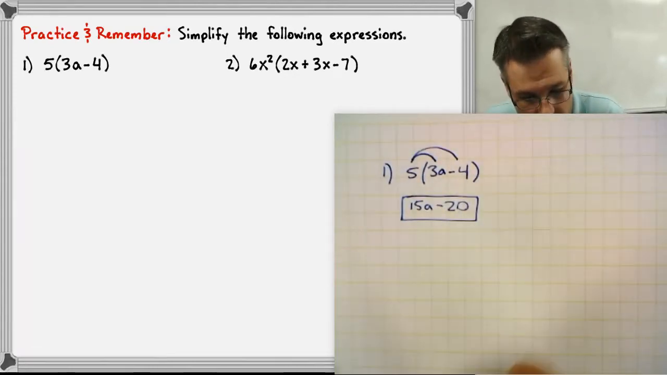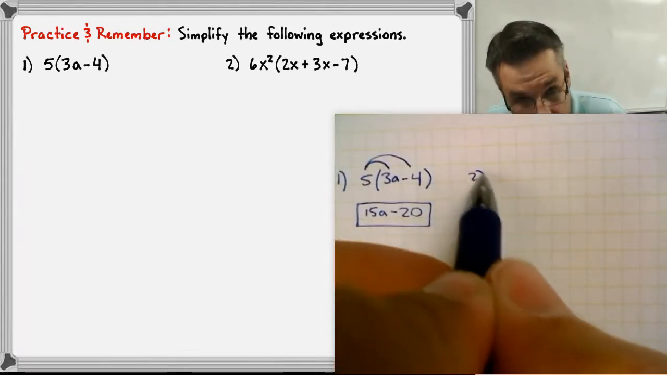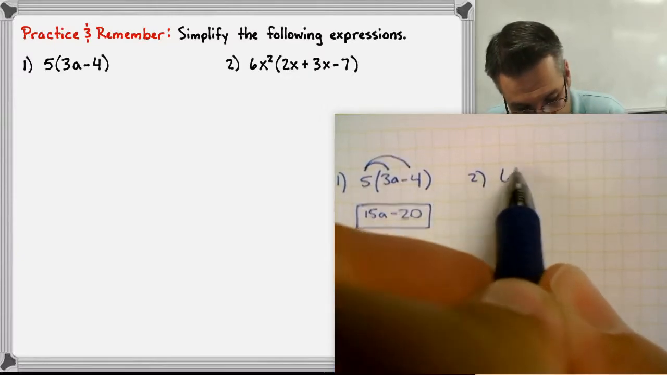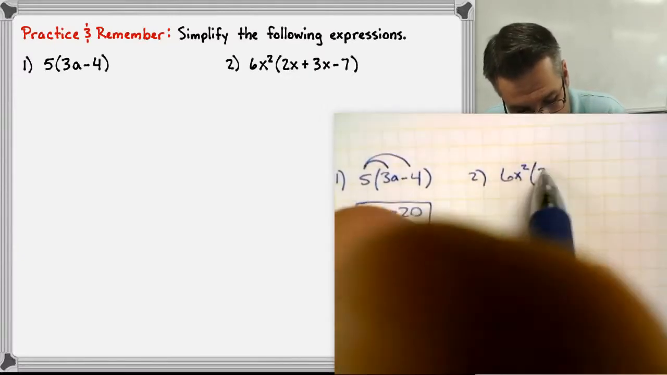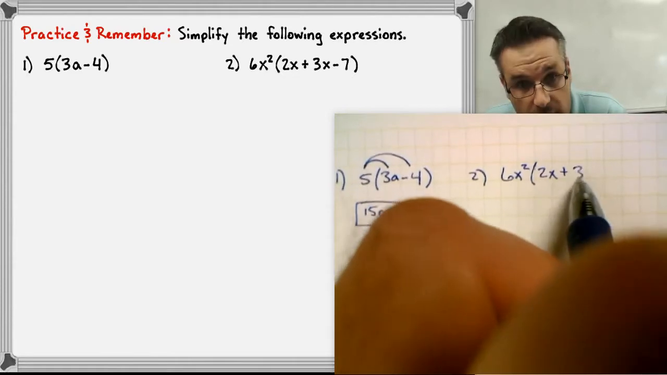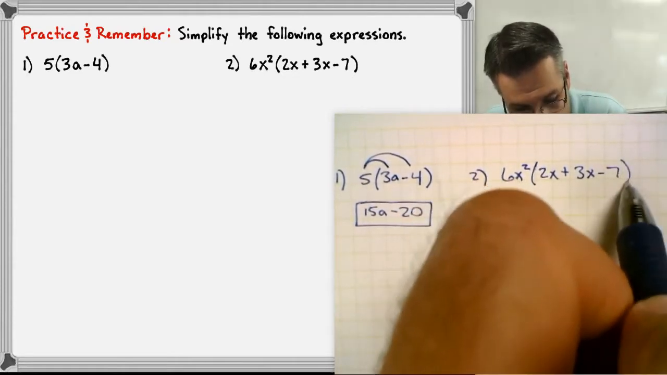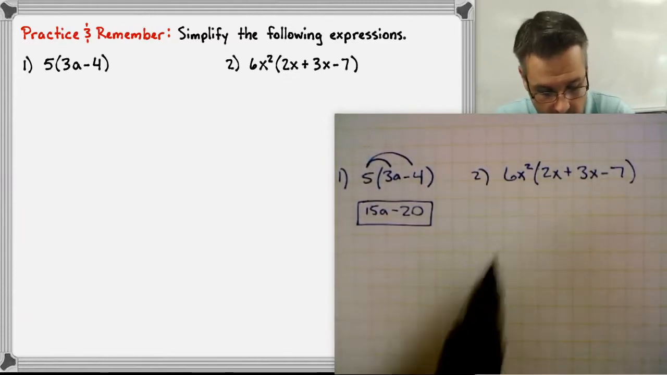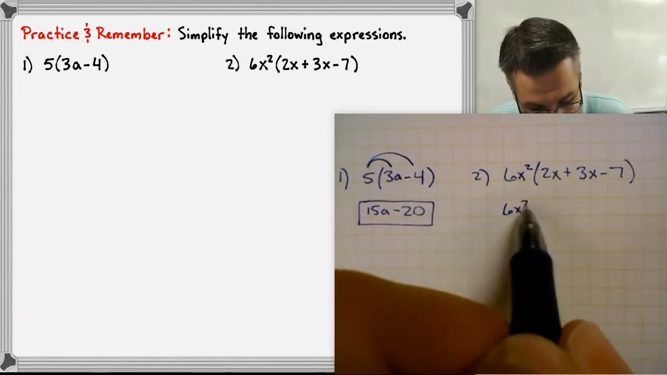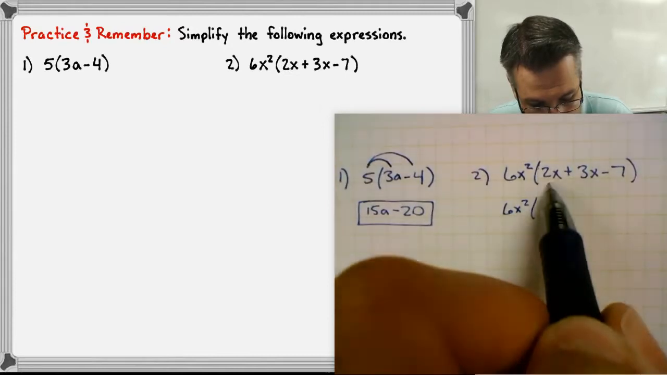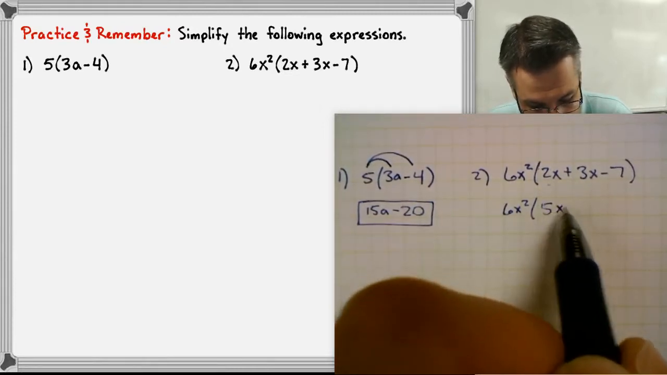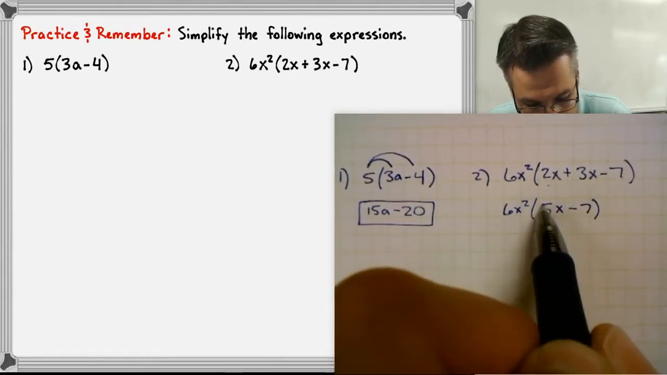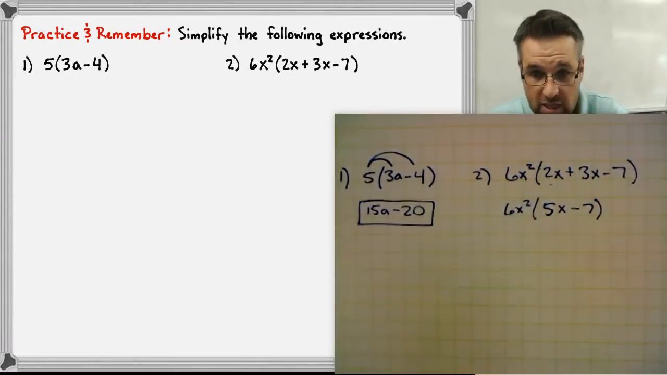Okay. Let's go ahead and take a look at number two. Number two takes a little bit step further, but you should still be able to do this, I believe. Now, there's a couple ways of doing this. We could combine like terms first, so I'm going to go ahead and do that. I'm going to combine the things that are inside that are alike. 2x plus 3x is 5x, and then minus 7. Okay. Then we'll go ahead and distribute.